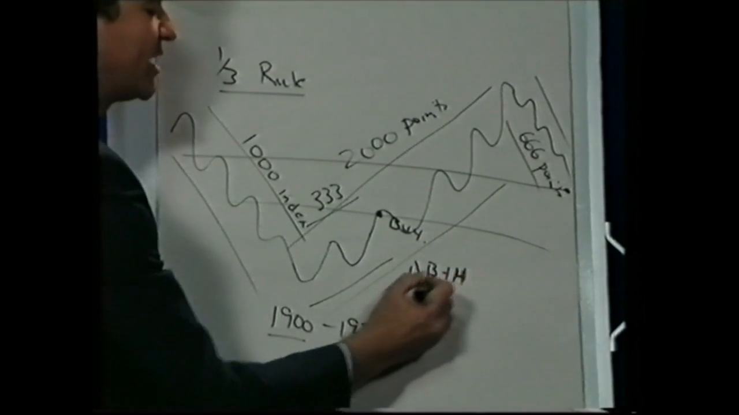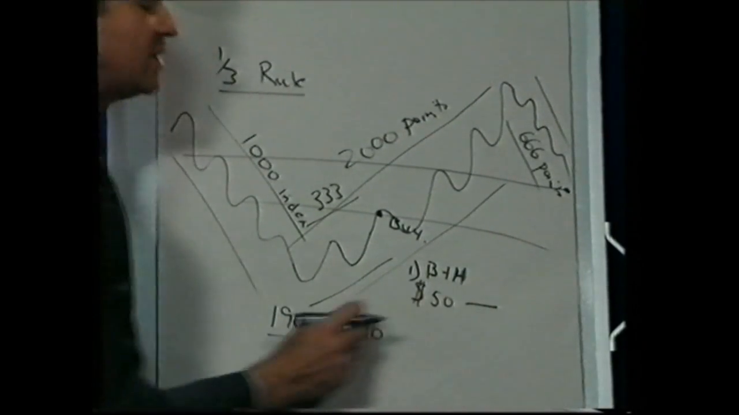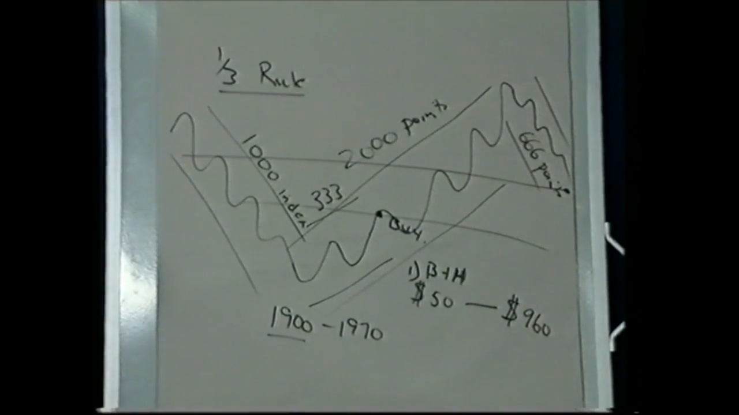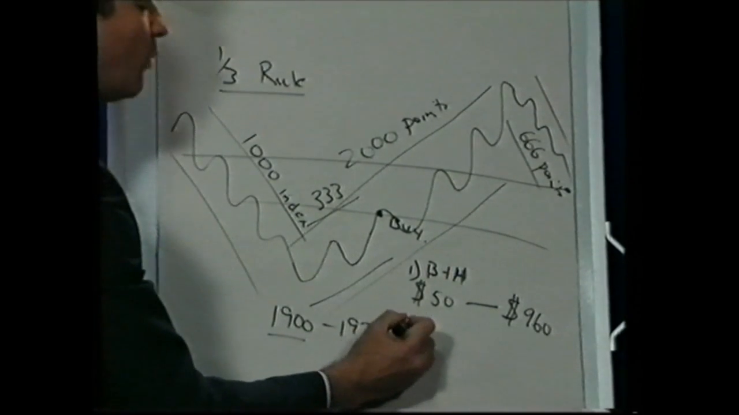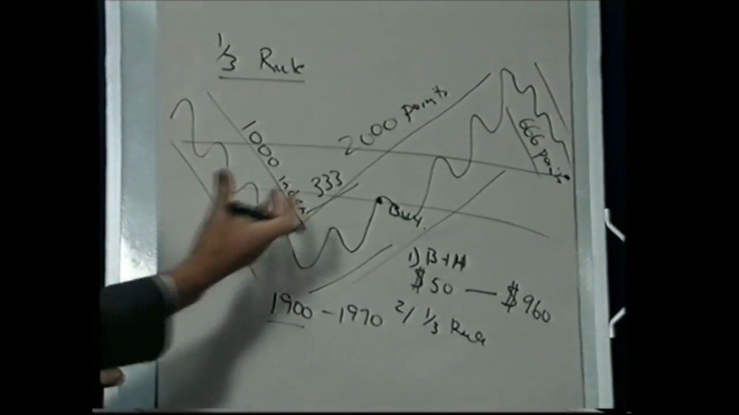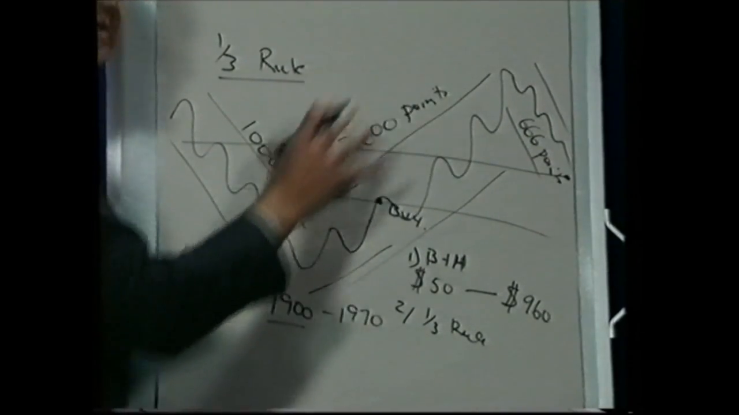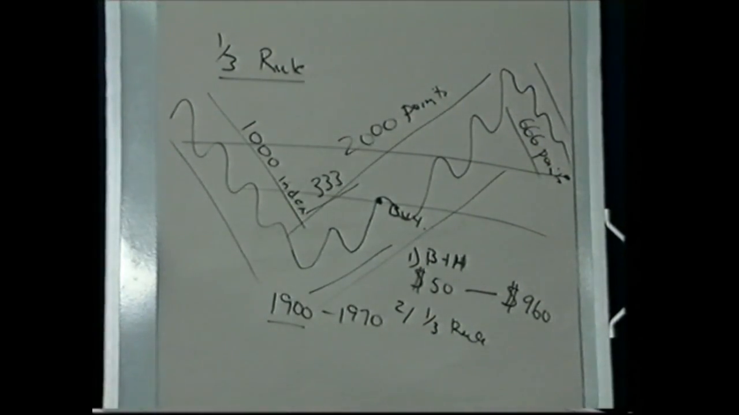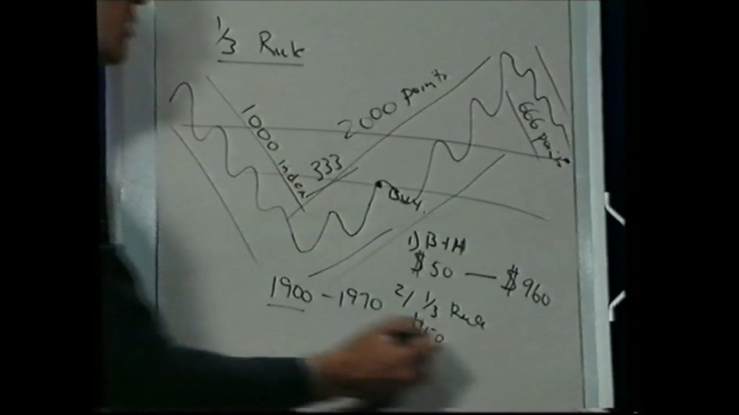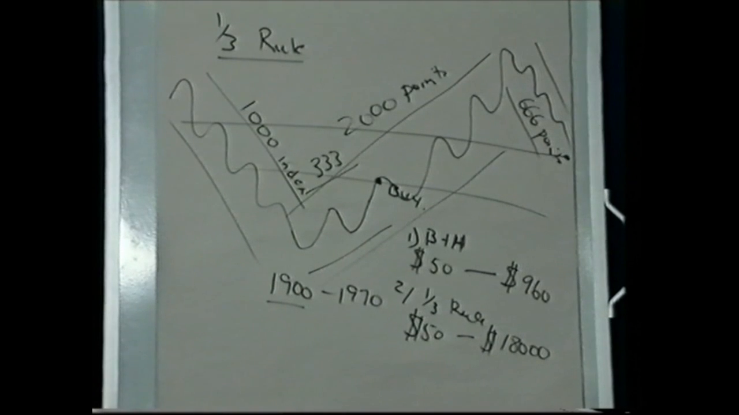And under a buy and hold strategy, if you'd have taken an investment of $50 in 1900, it would have been worth some $960 in 1970. However, using the 1/3 rule, in other words, trading your shares, trying to be in the market when it's rising and trying to be out of the market when it's falling, even with a very unsophisticated approach as the 1/3 rule offered, the $50 investment that you would have put into the markets in 1900 would have grown to an $18,000 return in 1970.